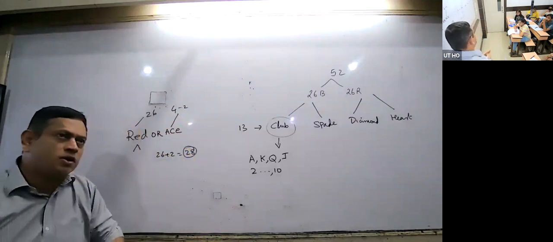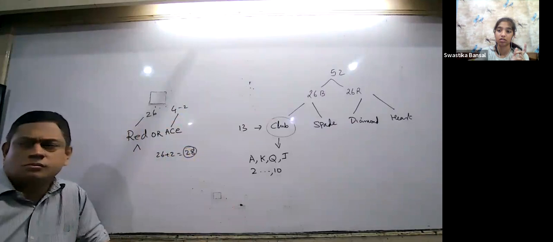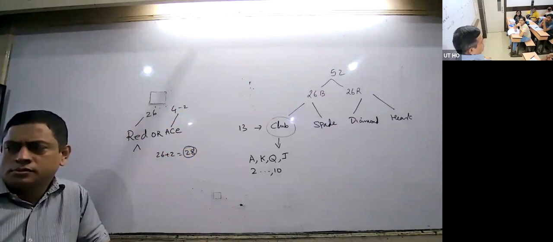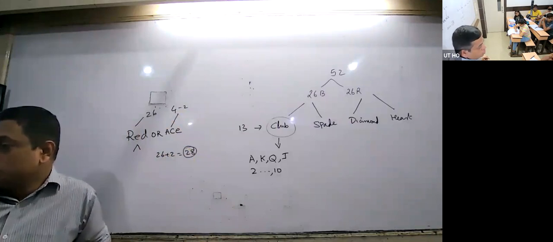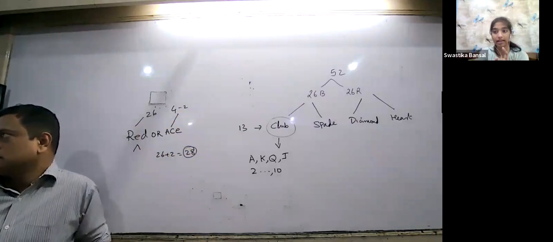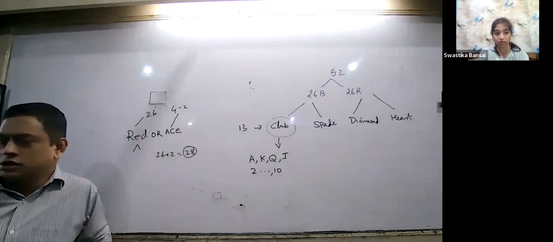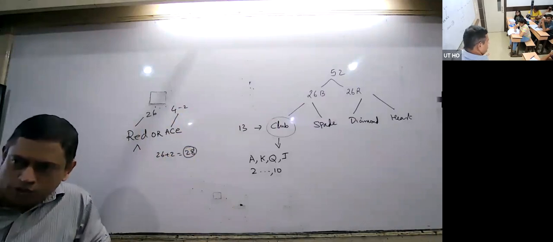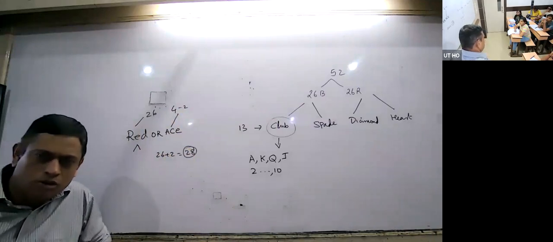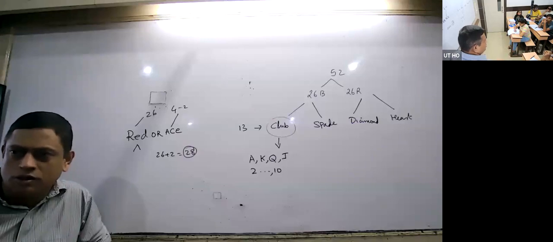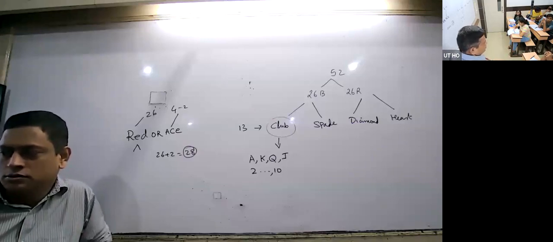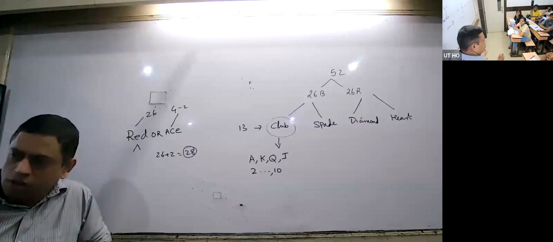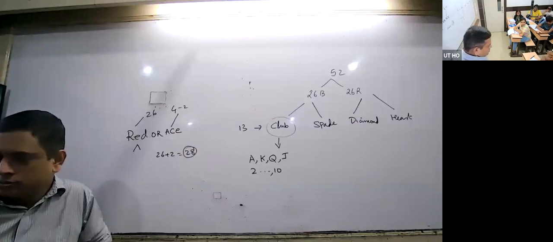Or means union. Or is union, and is intersection. And is intersection. Have all of you followed? Yes. Okay. Don't worry, I will ask you. Paritosh, stand up.